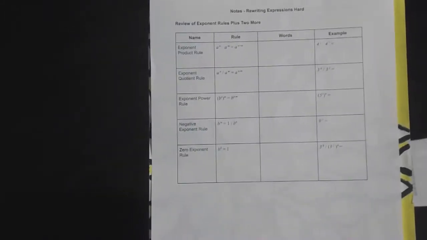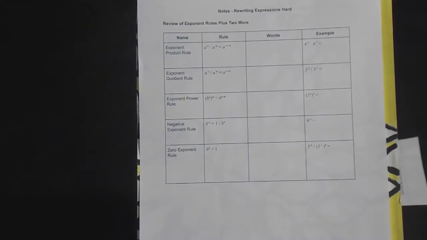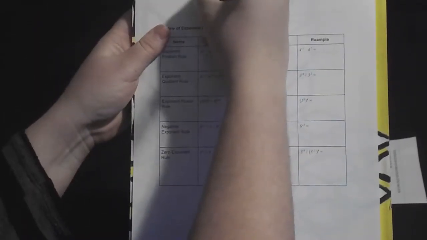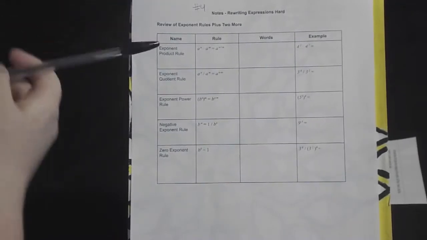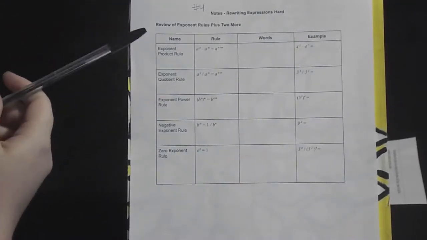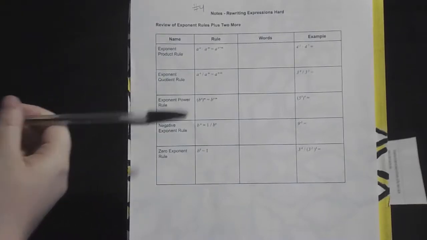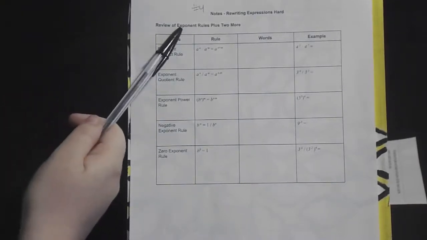Welcome to the notes on rewriting expressions hard. So this is the fourth lesson, so yours should have a number 4 on top. Okay, so in our last lesson, we learned these first 3. I'm just bringing them up right now to remind you. So it says the review of the exponent rules that we've already learned plus 2 more.